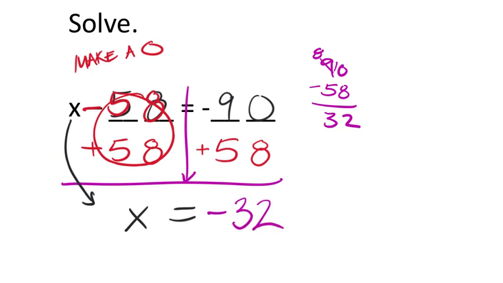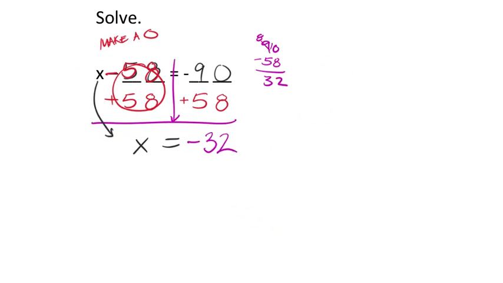And what I can do now that I have this, because I feel pretty good about that. Hey, that was some good work that we did right there. We made a 0, but we also added some opposites, and that's cool. Or nerdy, either way, maybe both. But what I'm going to do now is go back to the original equation, which was x minus 58 equals negative 90. Okay, what I'm doing right now is I'm going to check.